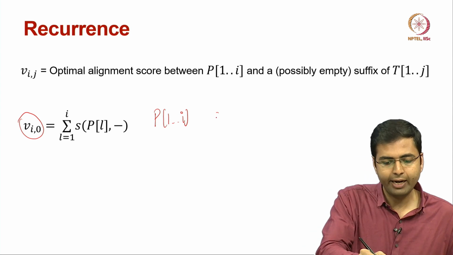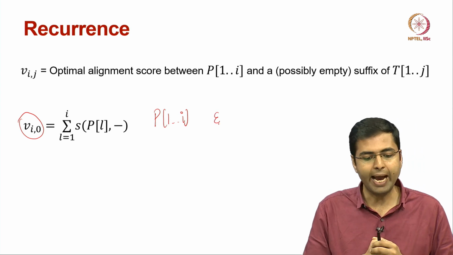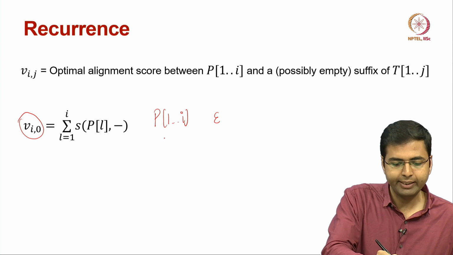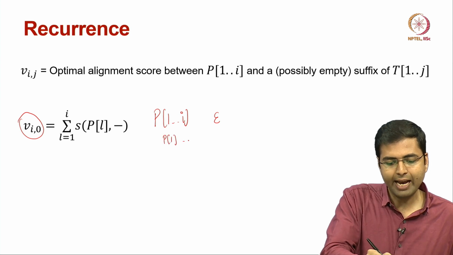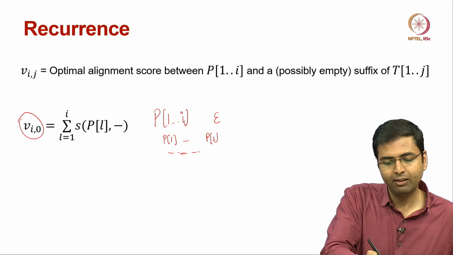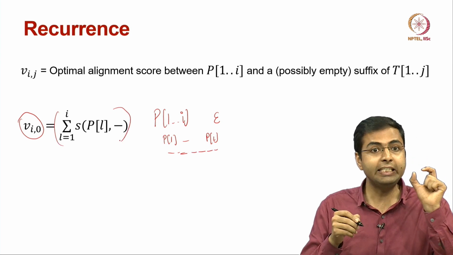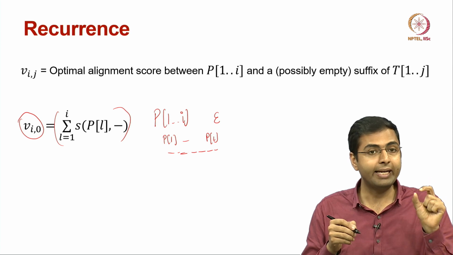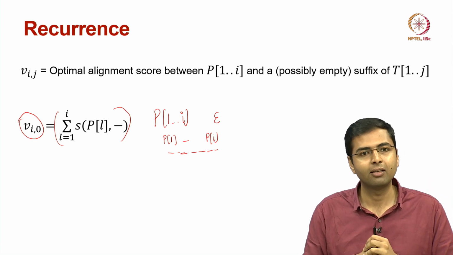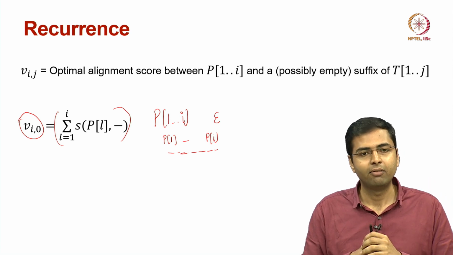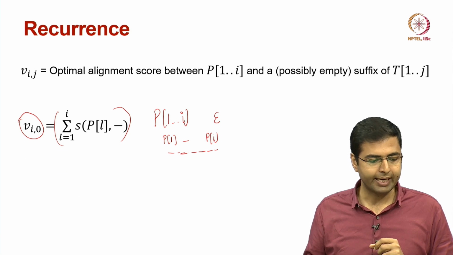So, I am aligning it to an empty string. In that case, in the alignment I will have to match them against the dash symbol. That is why I am summing the score of aligning each character of the pattern against the dash symbol, right. So, that is a simple base case.